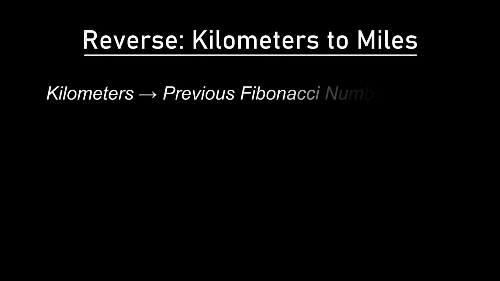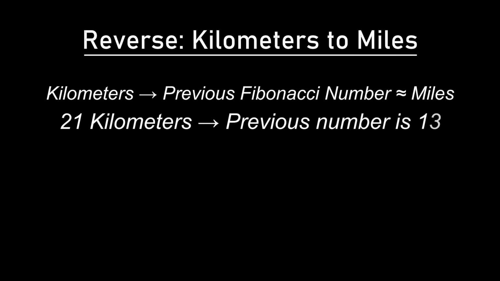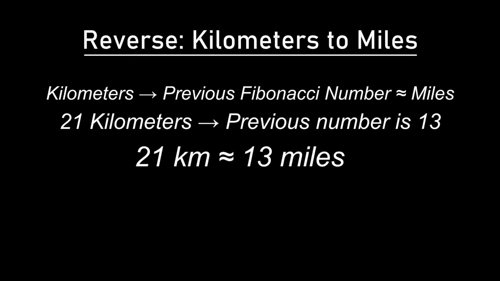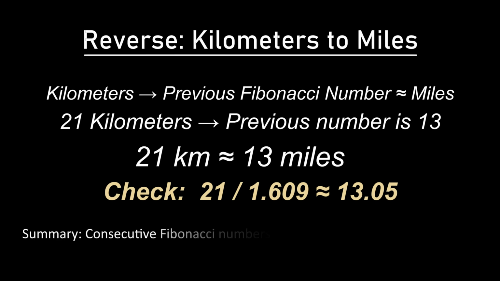This works in reverse, too. To go from kilometers to miles, you just move one step backward in the sequence. If you see a sign for 21 kilometers, just look at the Fibonacci number before it, 13. 21 kilometers is about 13 miles. The calculation shows 13.05 miles. The trick is nearly perfect here. You have now performed basic conversions using consecutive Fibonacci numbers.